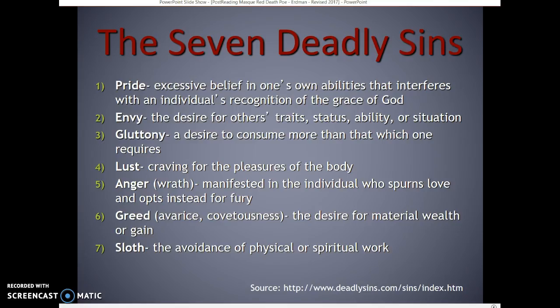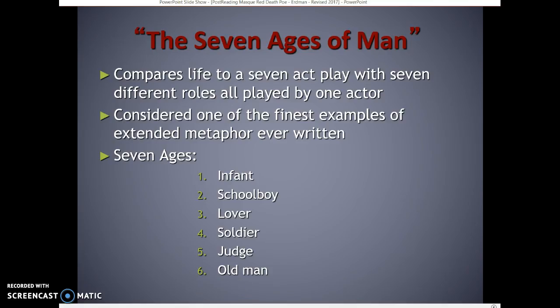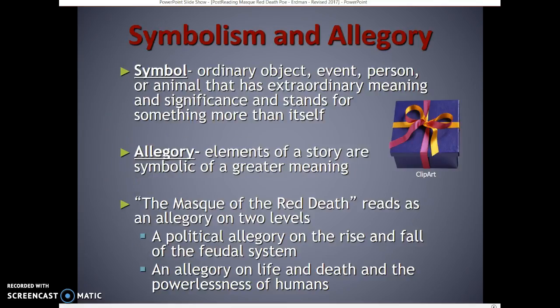So the 7 deadly sins, which again correspond to the 7 rooms, some of you may know some of these: pride, envy, gluttony, lust, anger, greed, and sloth. So again, going back to the idea of symbolism, each item has its symbol. Then when you put the symbols together, that makes an allegory.